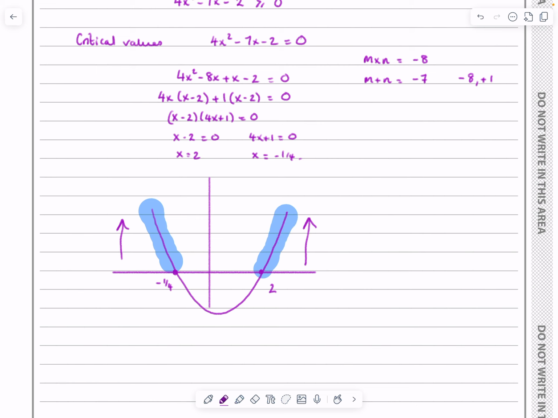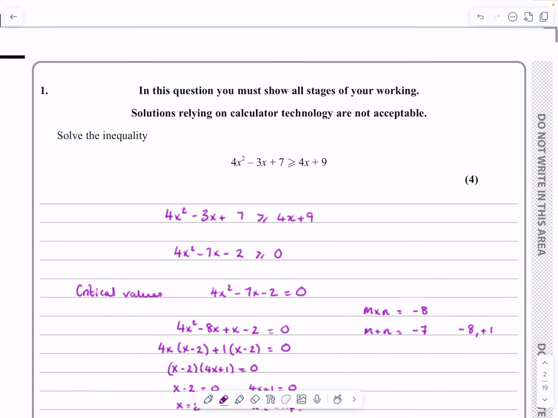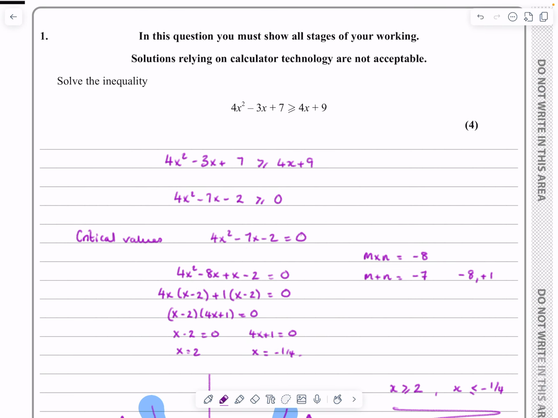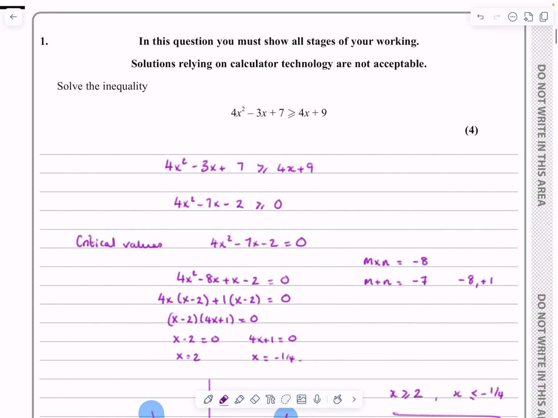So the x values are everything to the right-hand side of this one and everything to the left-hand side of that one, so it is going to be x greater than or equal to 2, or x less than or equal to minus a quarter. So you see how if we tried to do it in a really quick method, it would not have worked here, but that now, including the sketch, is the complete solution of number 1. Make sure you practice those, make sure you're doing those graphs, okay? Hopefully that will make sense for question 1.